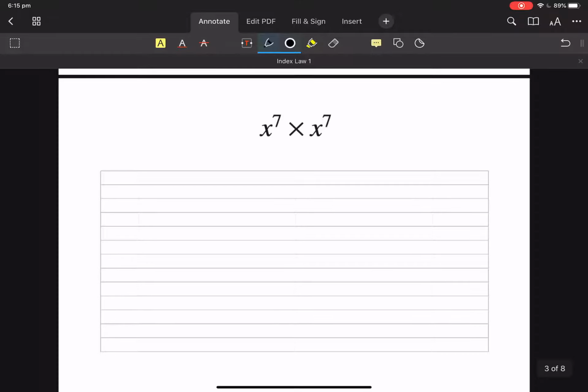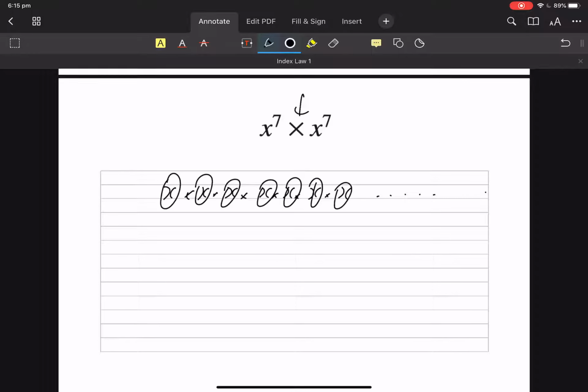Just as we do with numbers, we can also do it with letters. X to the 7, there are 3, 4, 5, 6, 7. How many X's are there? There are 7 X's, and I'm going to multiply it by another 7 more. How many X's are you going to see? I'm going to see 14 X's. So again, how many X's do you see? You see 7 there and 7 there, which is 14 altogether.